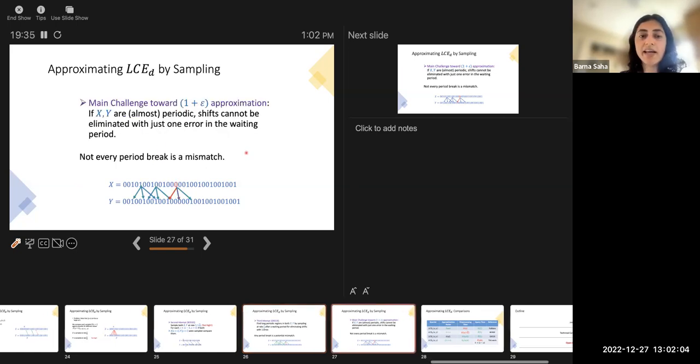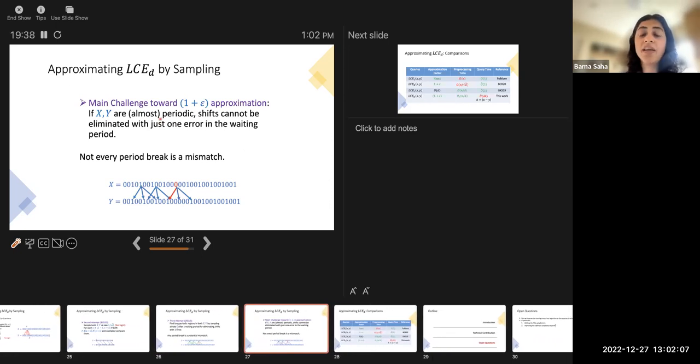So we want to use their idea, but there are multiple bottlenecks here. First of all, in GCAS 19, whenever there is a particular shift where there is at least one error in the waiting period, you can eliminate that shift because they are looking for LC1 queries. We cannot do that. We are looking for LCG queries. So even if there is a shift for which there is a mismatch in the waiting period, we cannot eliminate it. Which means that even in the waiting period, we are really looking for almost periodic strings, not periodic strings. So we have to handle almost periodic strings, and not every period break is a mismatch. These two make our algorithms much more complicated.